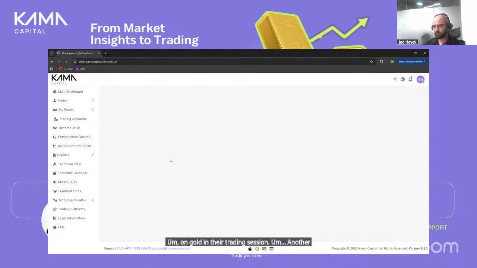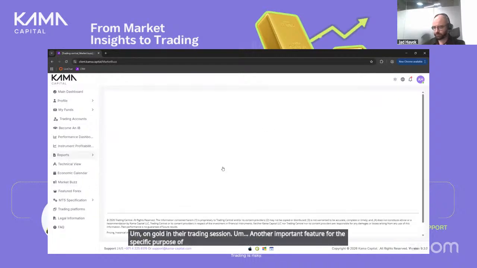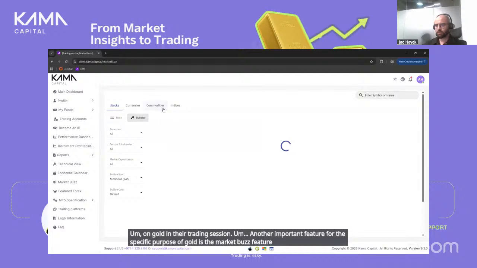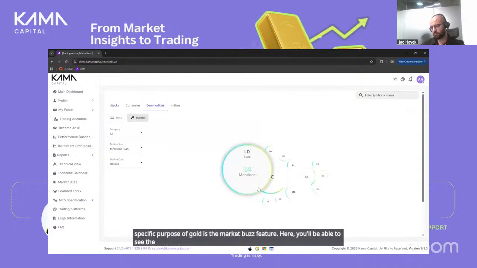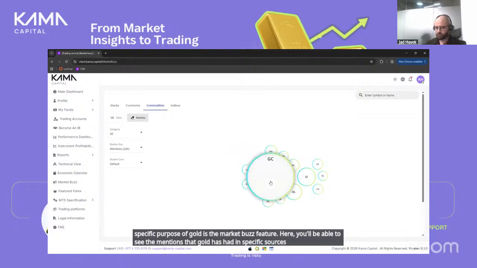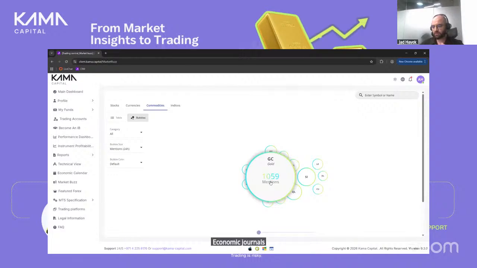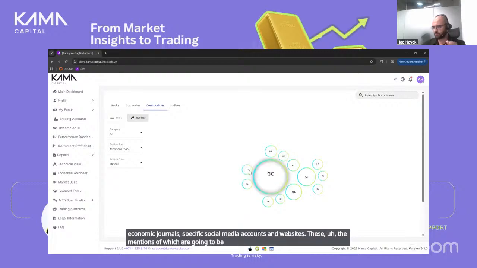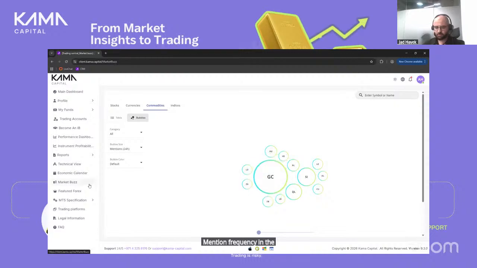Another important feature for the specific purpose of gold is the market buzz feature. Here you will be able to see the mentions that gold has had in specific sources that Trading Central use. So these would be reputable news channels, economic journals, specific social media accounts and websites. The mentions of which are going to be displayed in this bubble format, so you can see, for example, that gold has the biggest mention frequency in the commodity space.